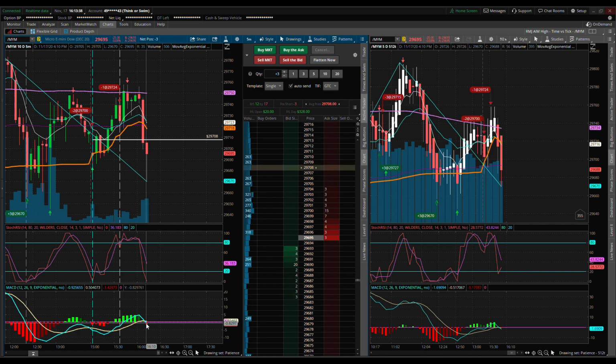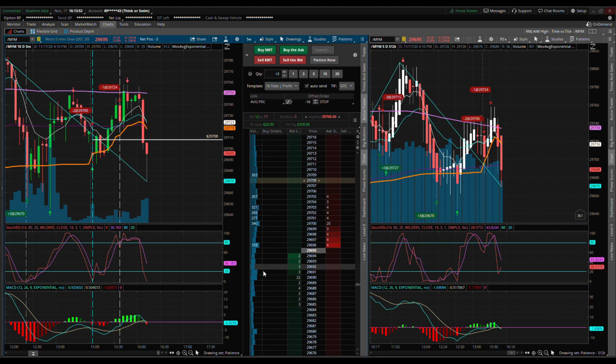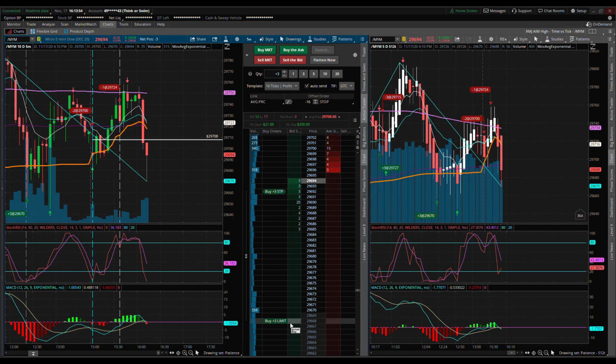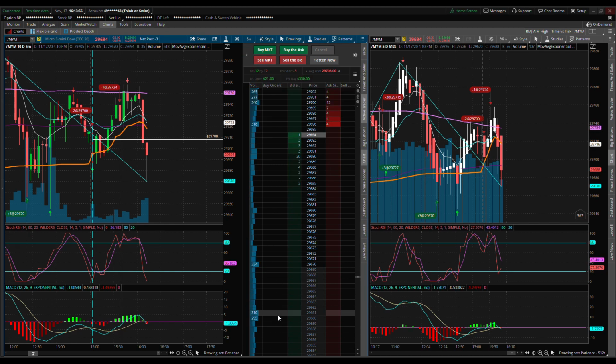As soon as we are 16 ticks below, which is about 29,692, about right here. Once we're below that mark, let me show you what that looks like. So 16 ticks, it's about right there. Let me close that out. See, it's bigger. So you see that bracket that I have. Once we're below that 29,692 and a little bit of room between the bid and the ask, then I will send that order.